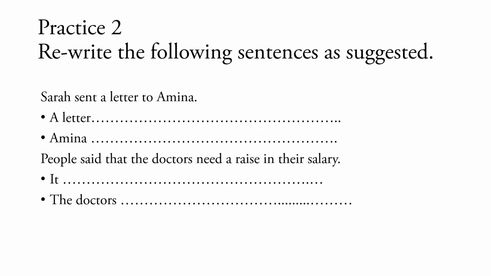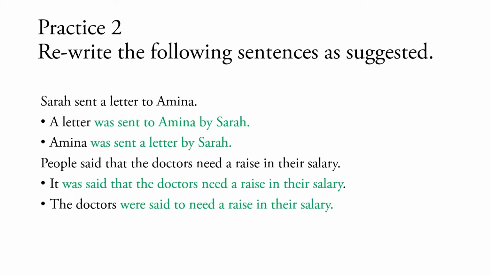Sarah sent a letter to Amina. A letter was sent to Amina by Sarah. Amina was sent a letter by Sarah. Again, this is what we did. We have sent in the simple past, so we need to have the verb to be, was, plus the past participle of the verb.